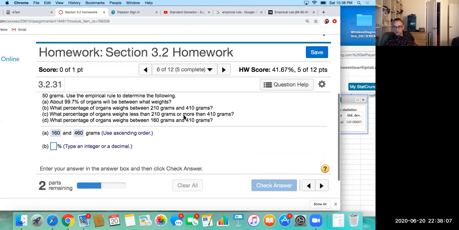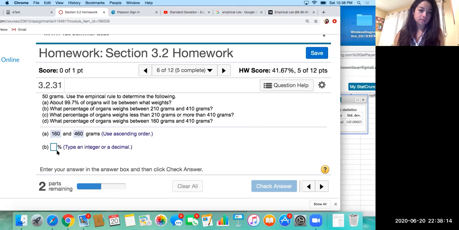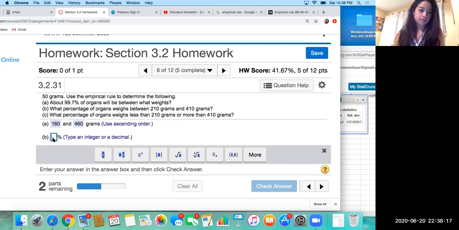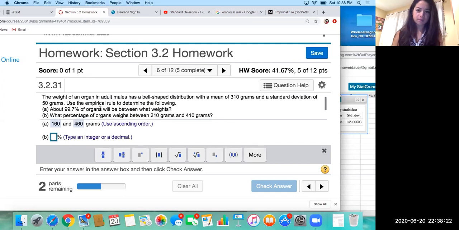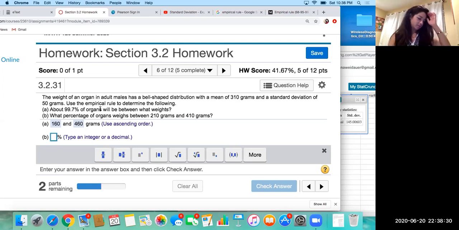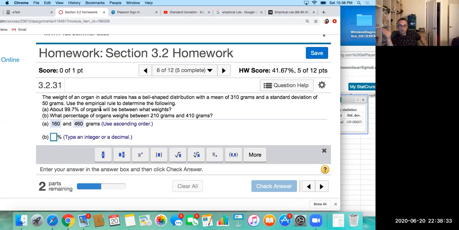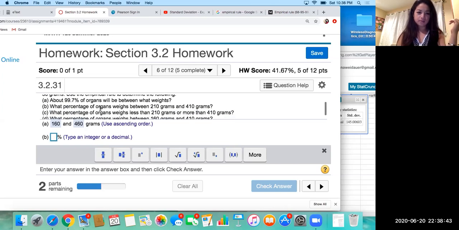What percentage of organs weigh between 210 and 410? This is the 99.7. Wait. No, that would be 95. Because if you subtract 100 from 310, you get 210. You see that or no? Yes. Why was I confused?